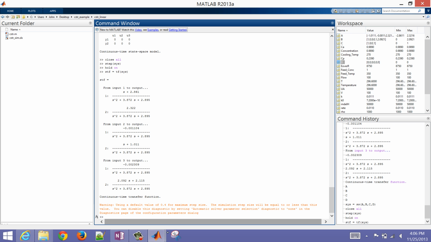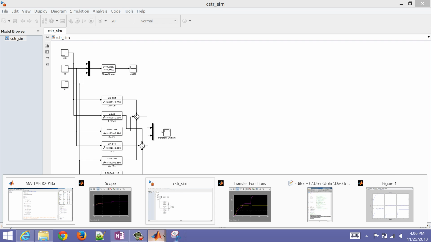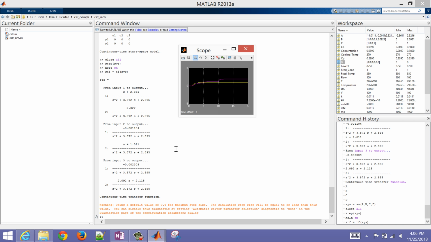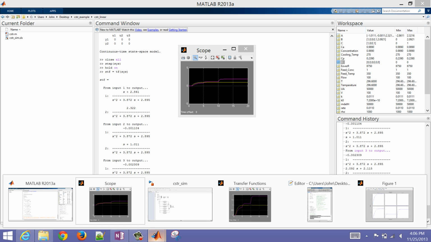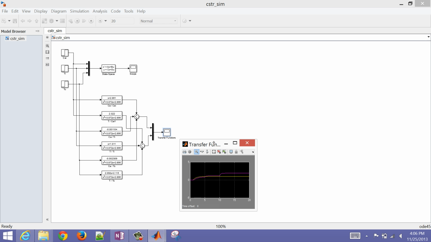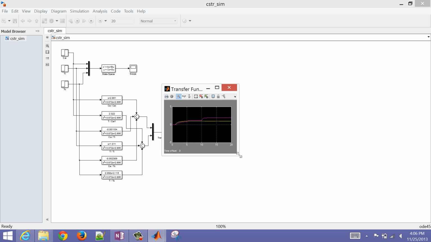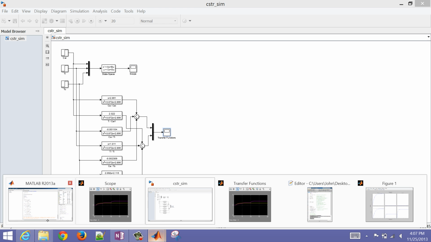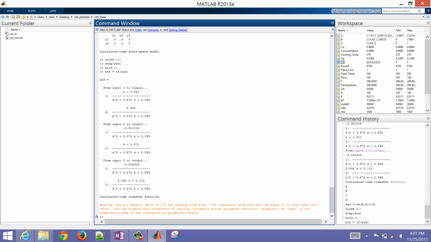Let me go back to MATLAB and Simulink and open up my scope. So there's my response, and then if I go back to my Simulink model, I also want to compare it to my transfer function model. And you'll see that the two are actually equivalent between the state space and the transfer function forms. So let me go back to here.